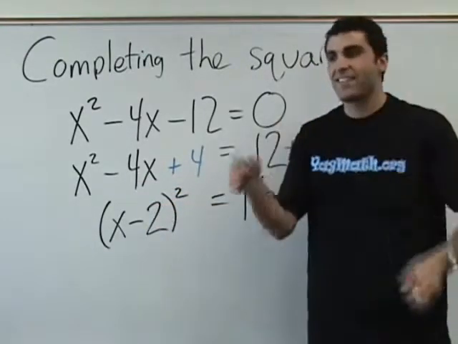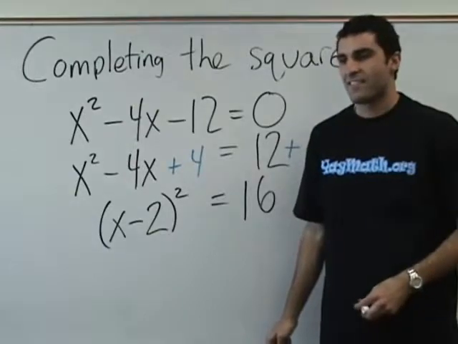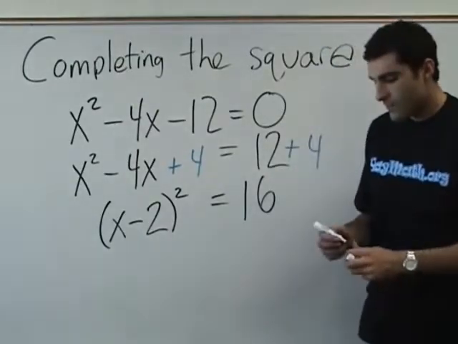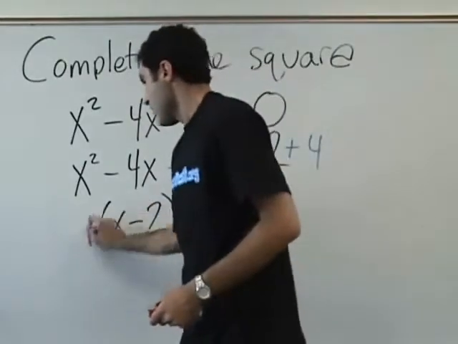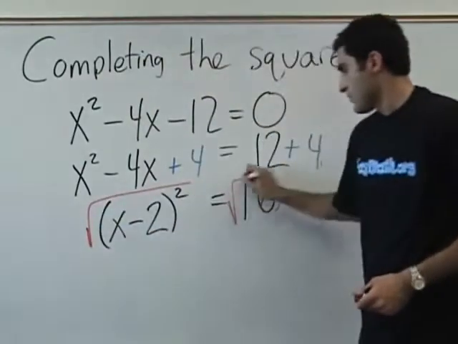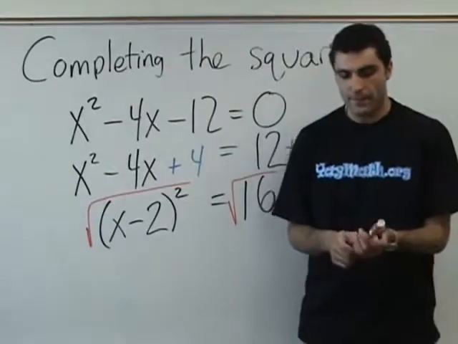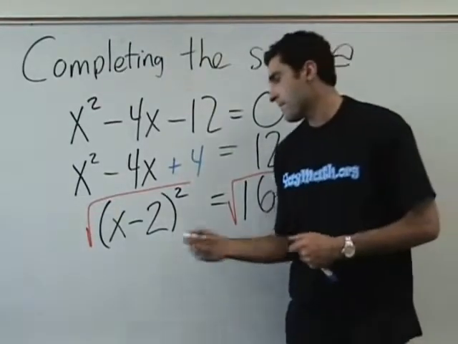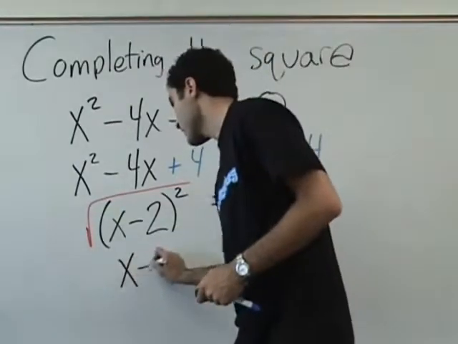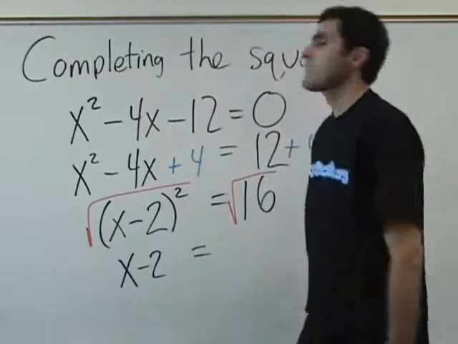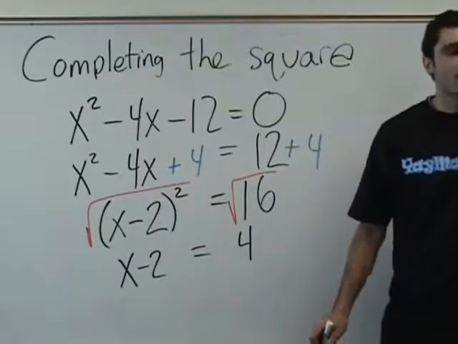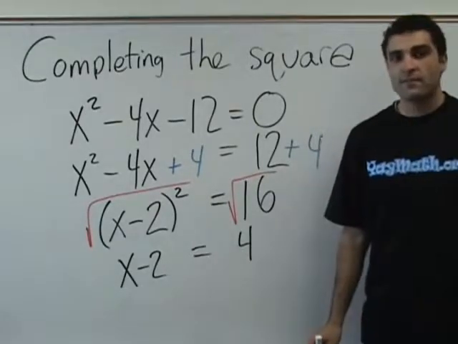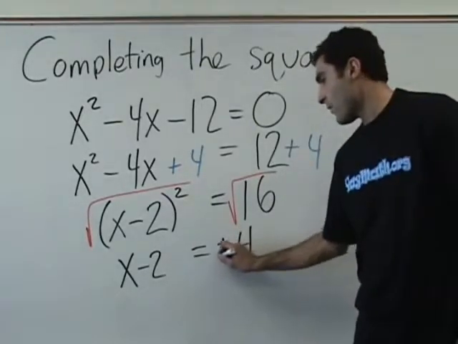Do you root both sides? Yes. Square root both sides. Now, what do you got? X minus 2 equals 4. What else? Plus or minus. Wait, it's not just 4. Plus or minus 4.